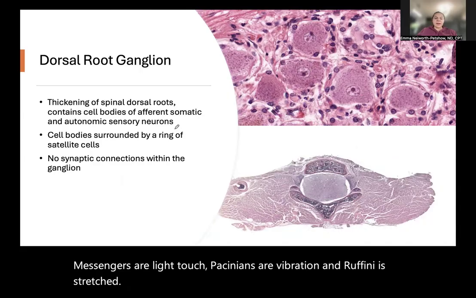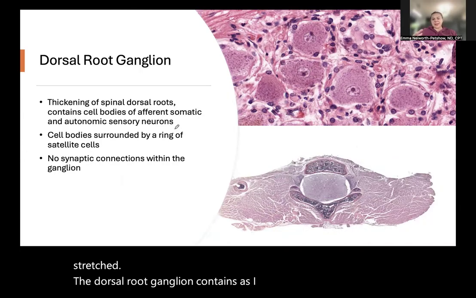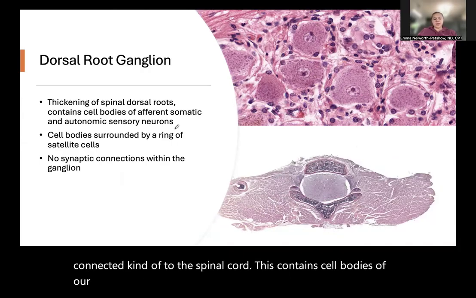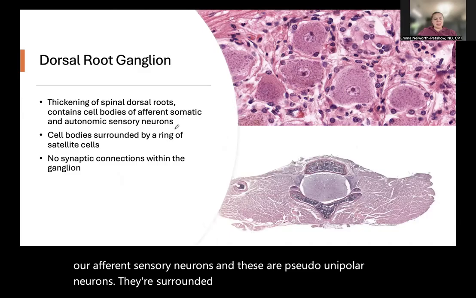The dorsal root ganglion, as I showed you before, is connected to the spinal cord. This contains cell bodies of our afferent sensory neurons, and these are pseudo-unipolar neurons. They're surrounded by satellite cells.